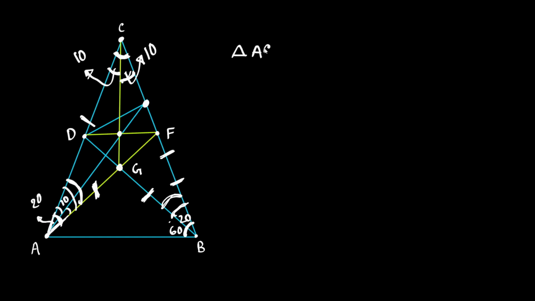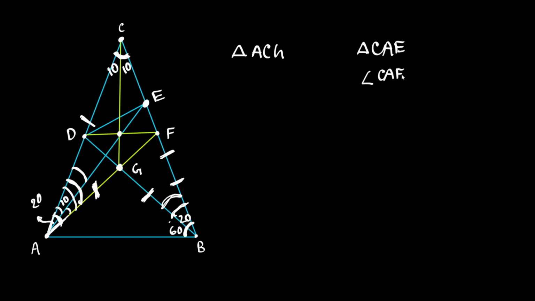We have already found out ACG. So now we are going to look at triangle CAE. So let's see what we can do. This is 10, this is 10. In triangle CAE, this angle is equal to 10.